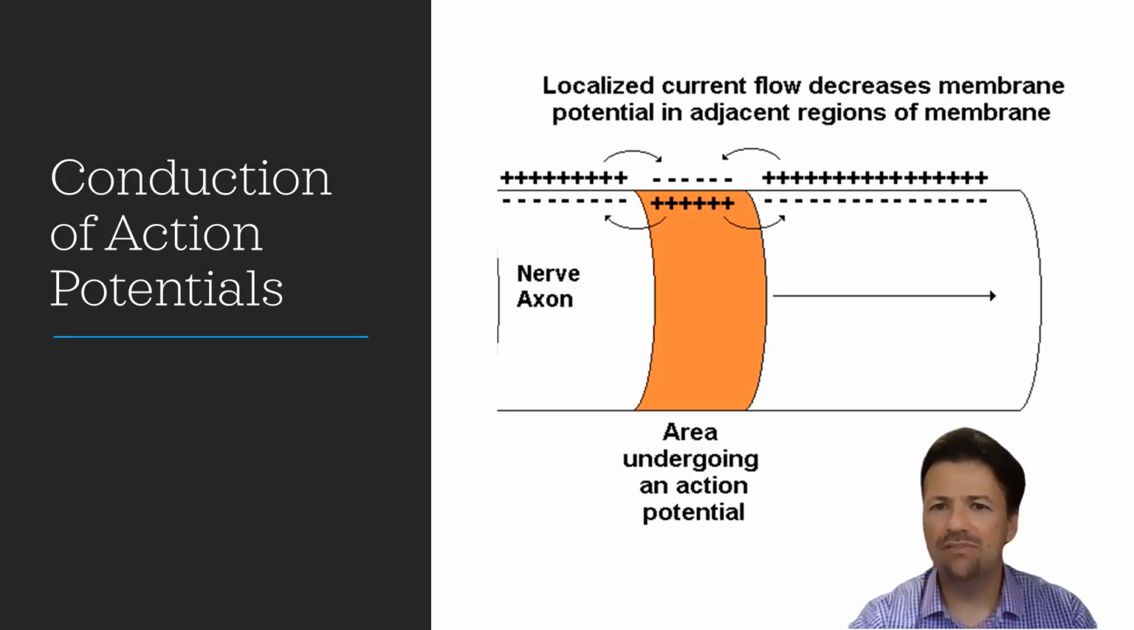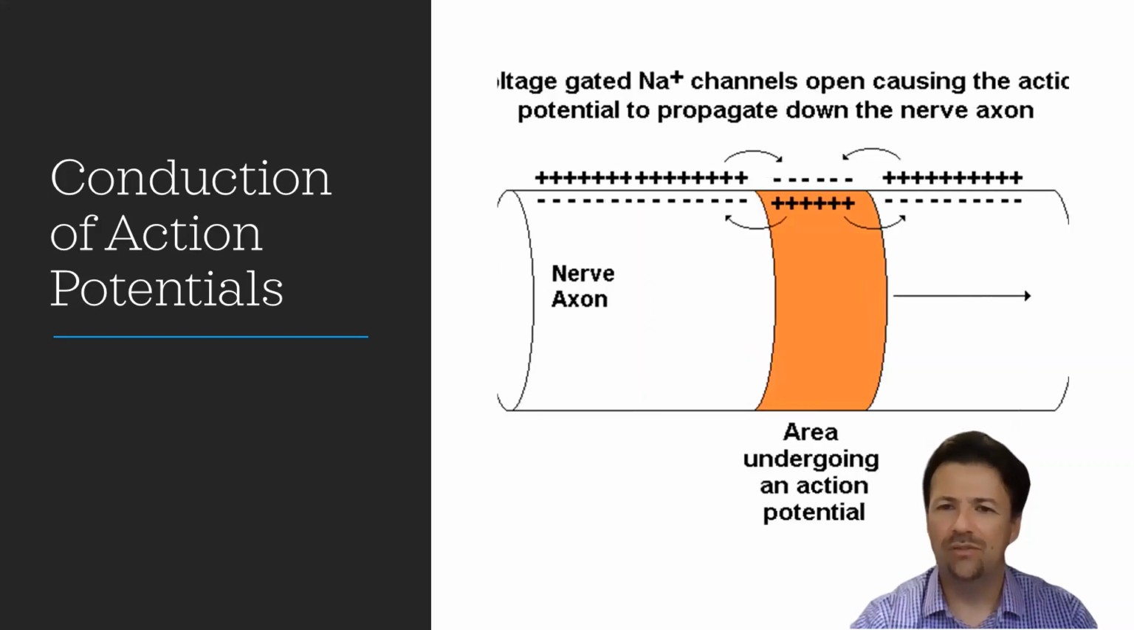So once a positive charge flows over here and you get depolarization, you now open sodium channels and sodium comes in, and you get more depolarization, and more sodium channels open, and more sodium comes in, and you start the positive feedback cycle over here. And suddenly, you have an action potential being generated here. The action potential has regenerated and it's moved down the cell.